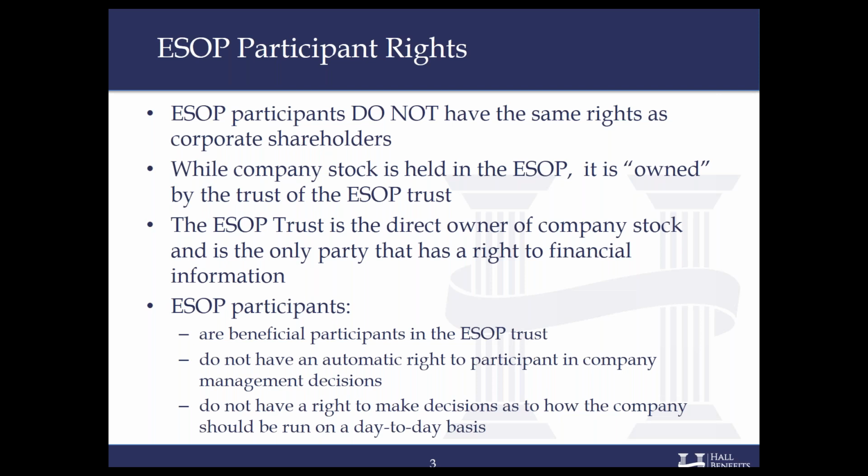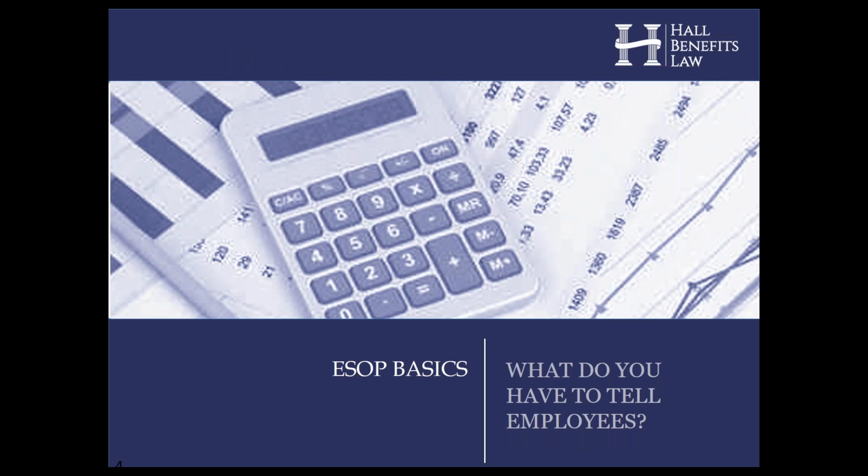So ESOP participants, while they are owners, are beneficial participants in the ESOP trust. They don't have an automatic right to participate in company management decisions just because they are ESOP participants that own employee stock. And they don't have a right to make decisions as to how the company should be run on a day-to-day basis. So that brings up a question that I hear a lot in my practice: what do you have to tell these employees?